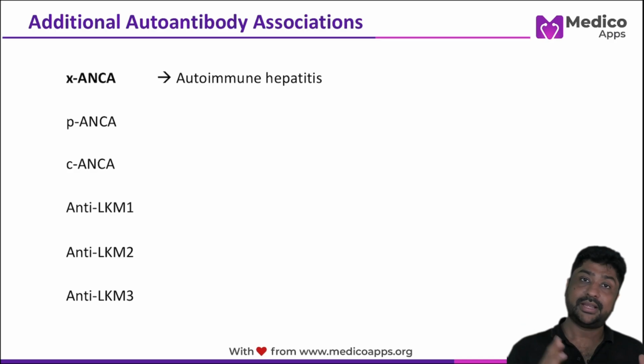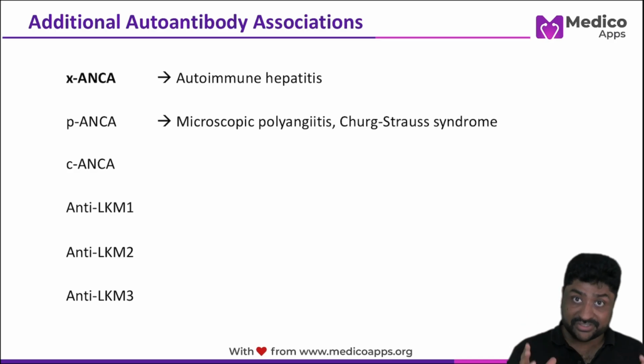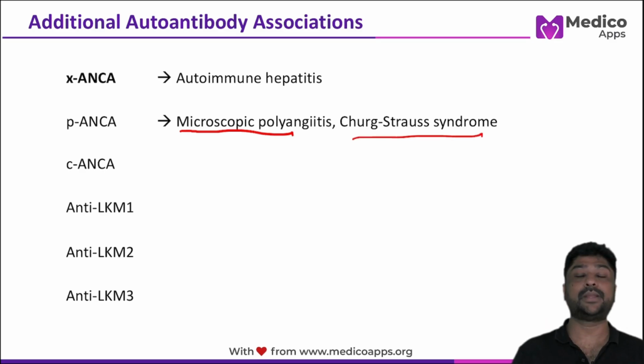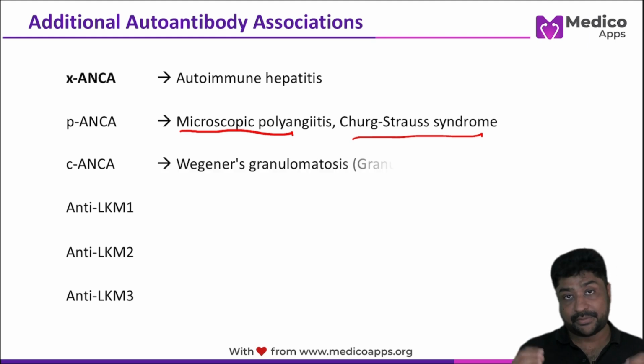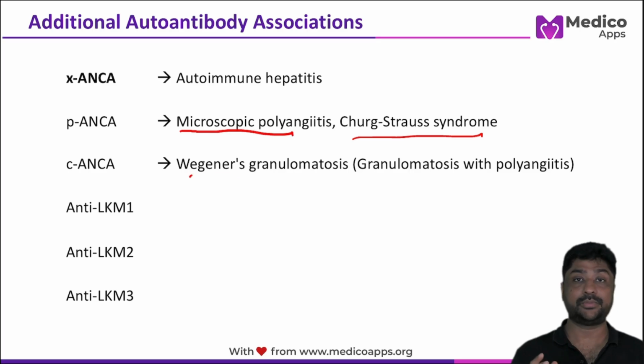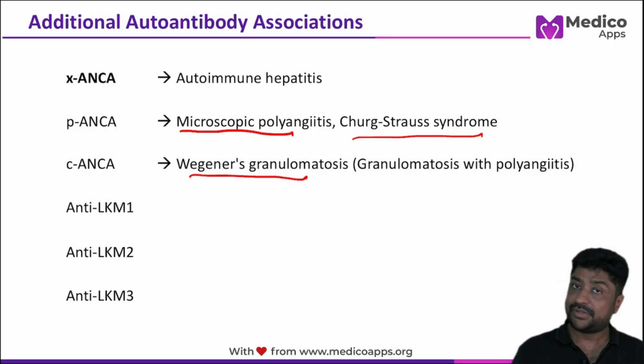P-ANCA, perinuclear ANCA. This is classically associated with microscopic polyangiitis and Churg-Strauss syndrome, now called eosinophilic granulomatosis with polyangiitis. These are small vessel vasculitides, and P-ANCA helps differentiate them from C-ANCA related diseases. C-ANCA, cytoplasmic ANCA, is highly specific for Wegener's granulomatosis, now known as granulomatosis with polyangiitis, GPA. Buzzword: look for upper respiratory plus renal involvement.